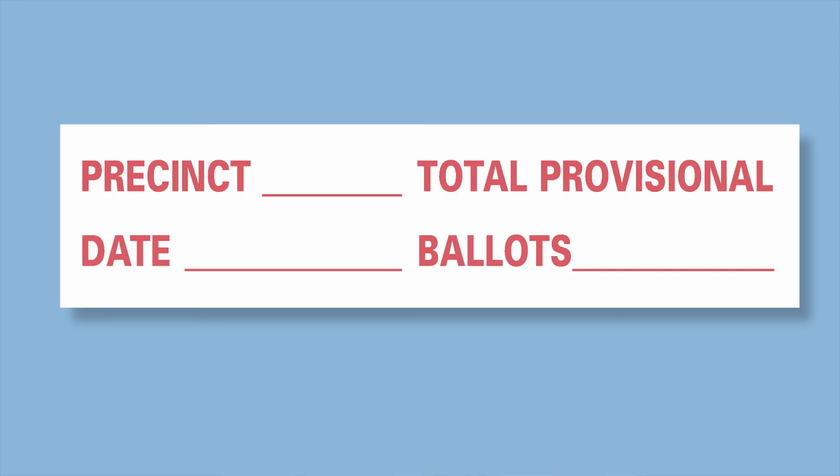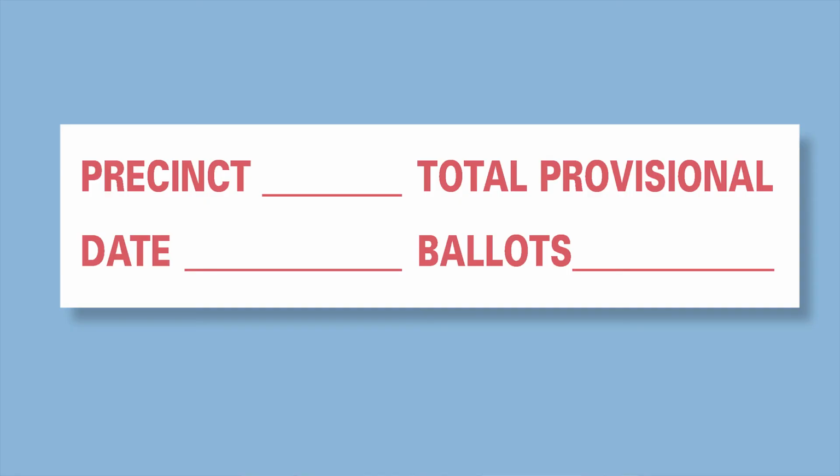Also at closing, there is a seal to seal the insertion flap, the slot at the end of your provisional box. If you have zero provisional ballots, there are items that still must be returned. First of all, do not place anything in the provisional box. It will be a sealed empty box. Indicate on your seal on the end of the box that it contains zero votes, date it, and put your precinct name or number on that label so we know where those returns came from.